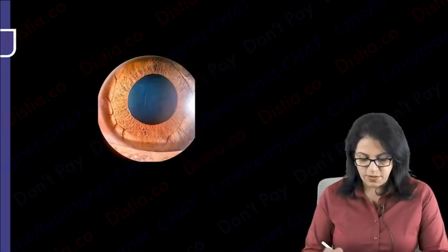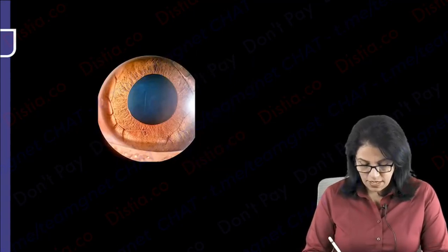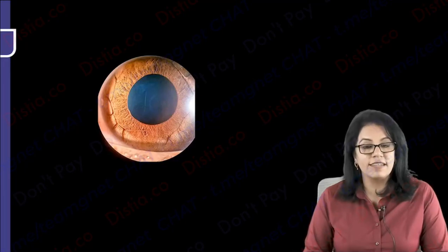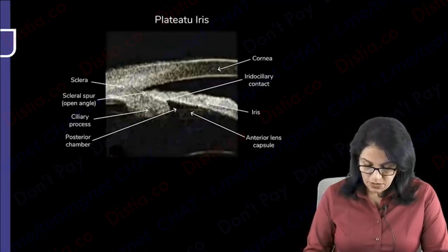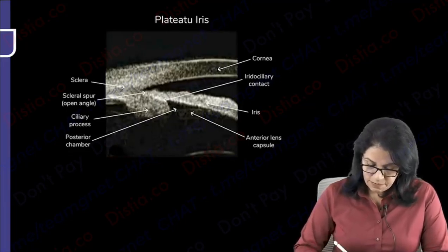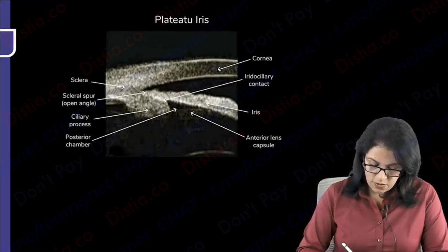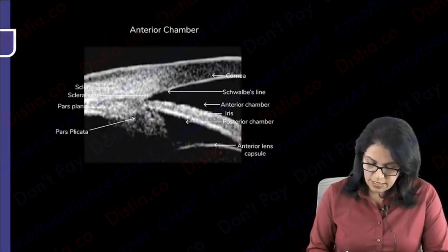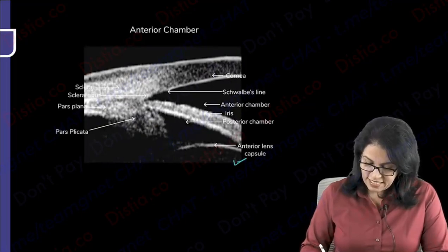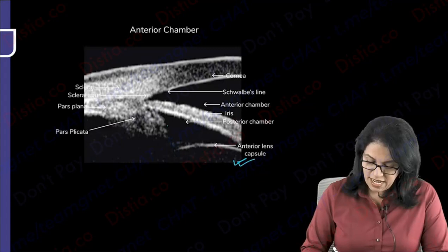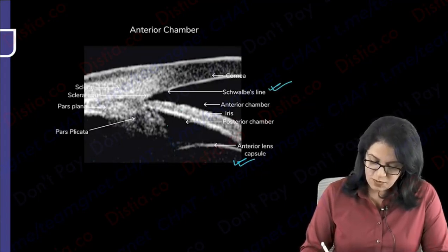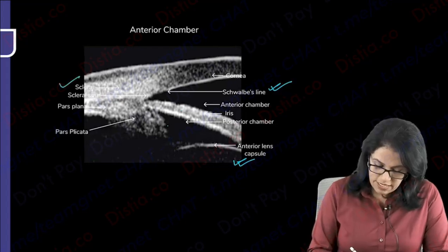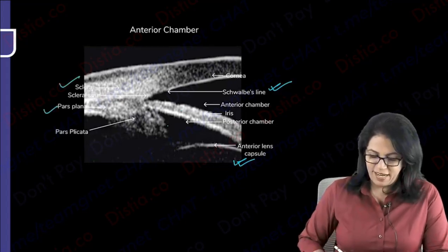Let us see the plateau iris. Now you are looking at this type of alignment of the iris, which is flatter. That is what is called plateau iris. Why has this happened? It has happened because of an anteriorly rotated ciliary body. This is the normal one. This is the pars plicata. This is the anterior lens capsule, posterior chamber, iris. This is Schwalbe's line. Again, this is ultrasound biomicroscopy showing you Schwalbe's line, anterior chamber, iris. This is the posterior chamber. In the angle, I can appreciate the scleral spur. This whole region is the pars plana.